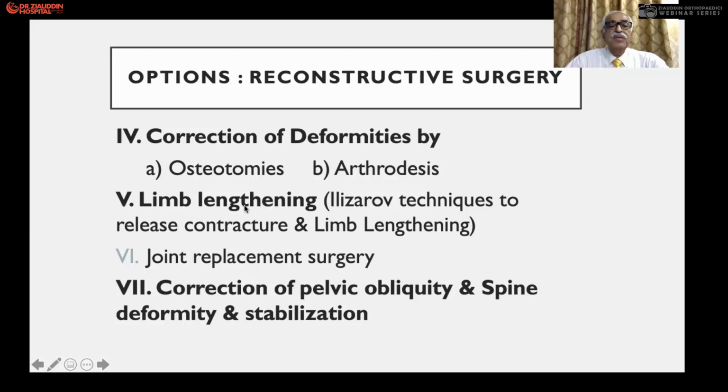If there is a residual limb length discrepancy, we can do limb lengthening by the Ilizarov technique or some other techniques. Very few patients need hinge knee joints and hinge hip joints. If there is pelvic obliquity, it needs correction, and the spine deformity also needs correction and stabilization as well.